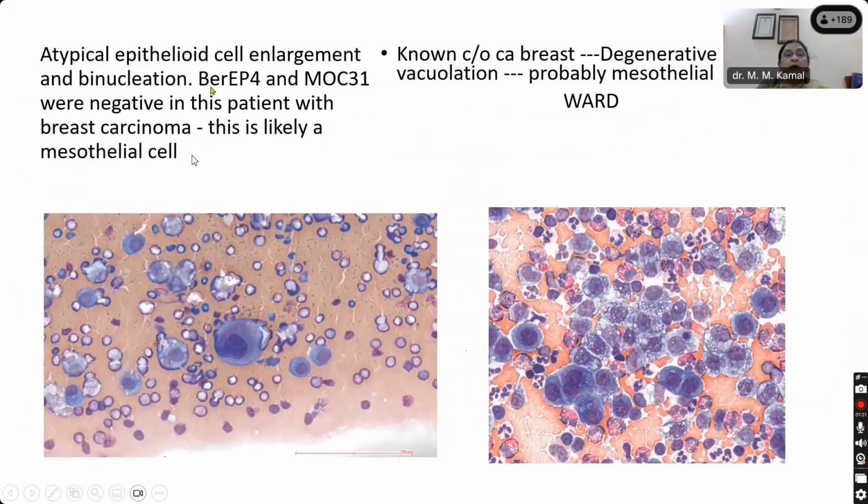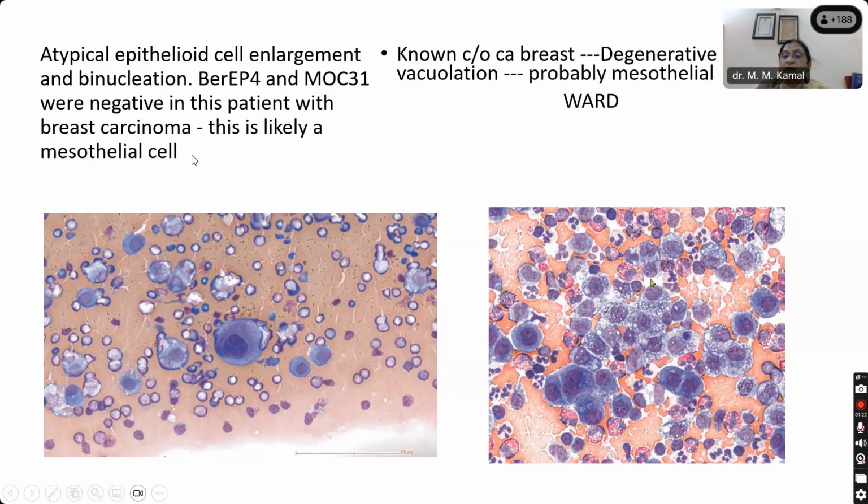Yeah. Now, another difficulty arises when the cells are very degenerated. They become bloated, then they become large. And here, as you are seeing in this, you get a lot of vacuoles in the cytoplasm. So they start resembling adenocarcinoma cells. So what do we call this? Now, this was from a patient, a known case of CA breast.